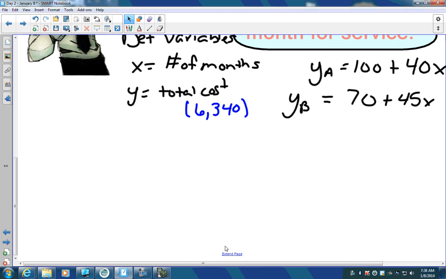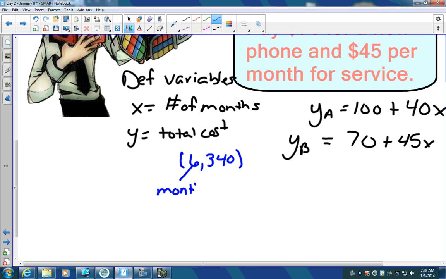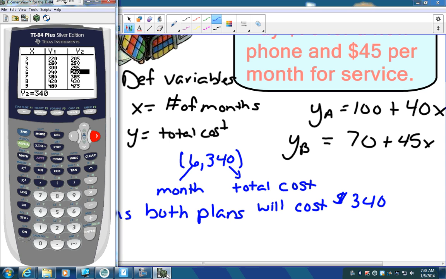They're going to keep asking you on your tests, what does that mean? What does the 6 and 340 mean? Remember, 6 is the number of months, and 340 is the total cost. So what it means is if you're only going to have the phone for 6 months, both plans will cost $340. Okay?